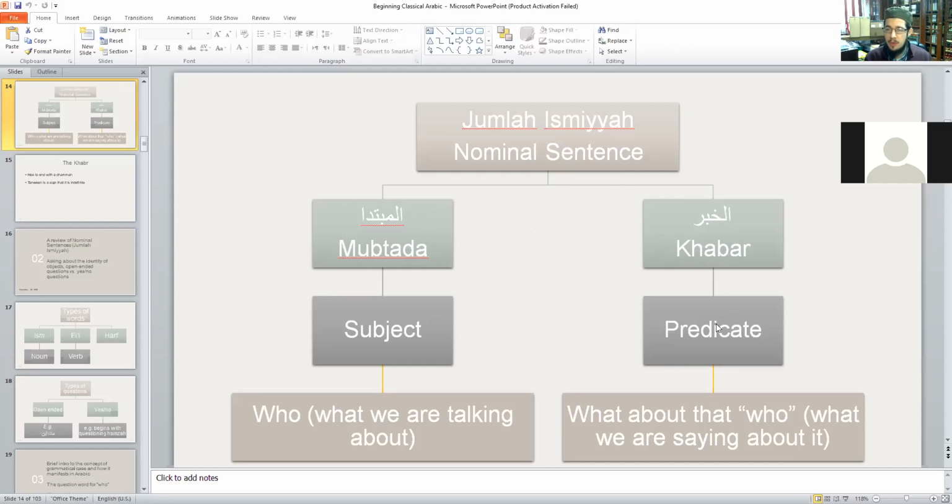Allahu ahadun. If we want to make an example, Allahu ahadun. Allah is our subject, the mubtada. He is the one whom we are talking about. What do we want to communicate about Allah? What information do we wish to impart? We want to tell you that He is unique. Ahadun, mubtada and khabar, subject and predicate.